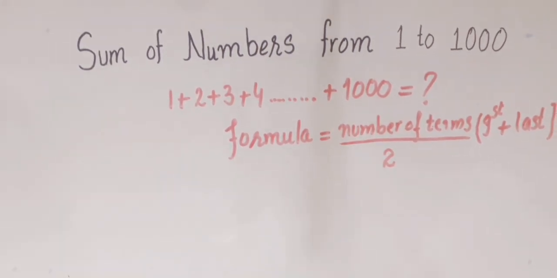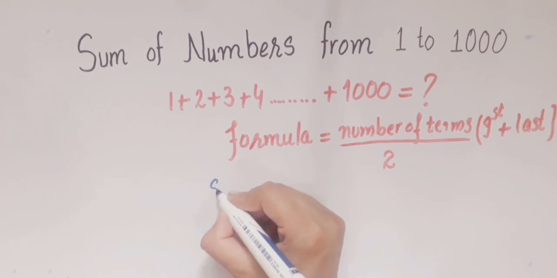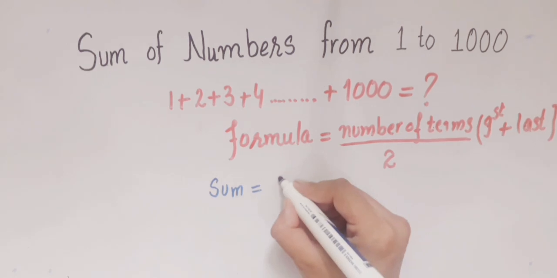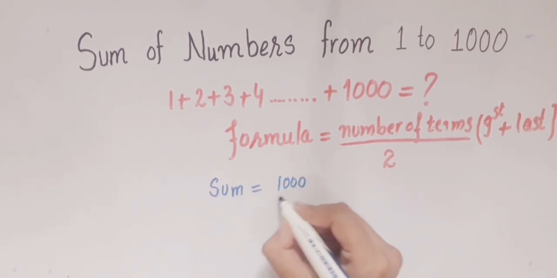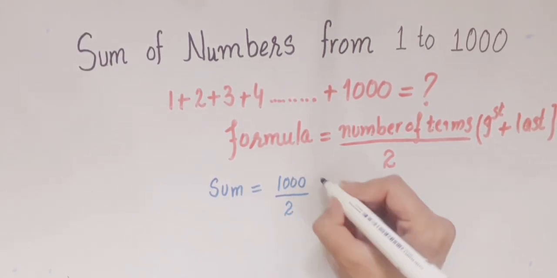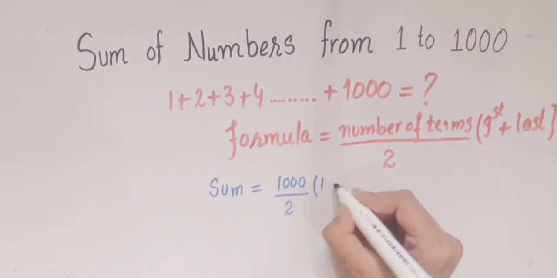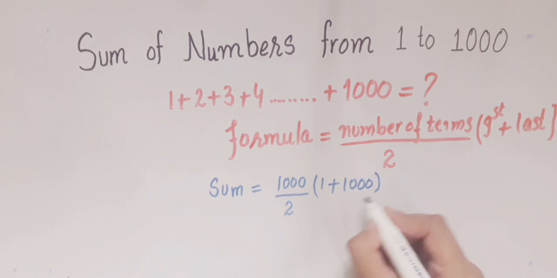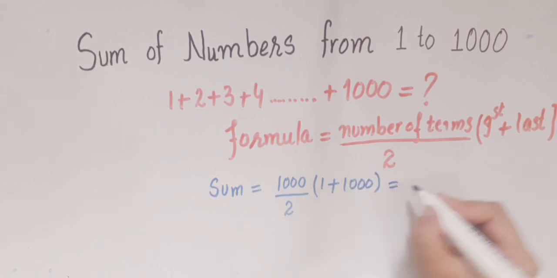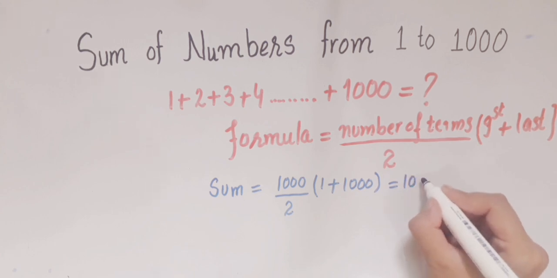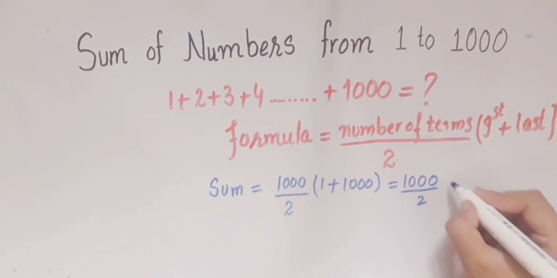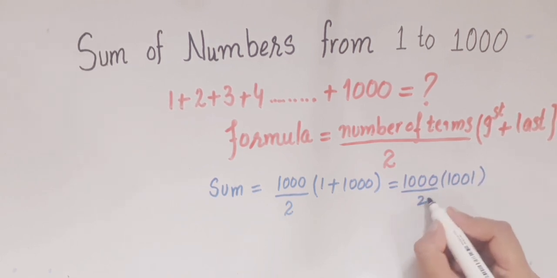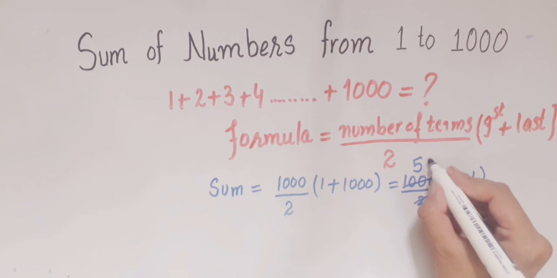So sum is equal to total number of terms, which are 1000, divided by 2. First term is 1 and the last term is 1000. 1 plus 1000 is 1001. So if we divide 1000 by 2, we get 500.